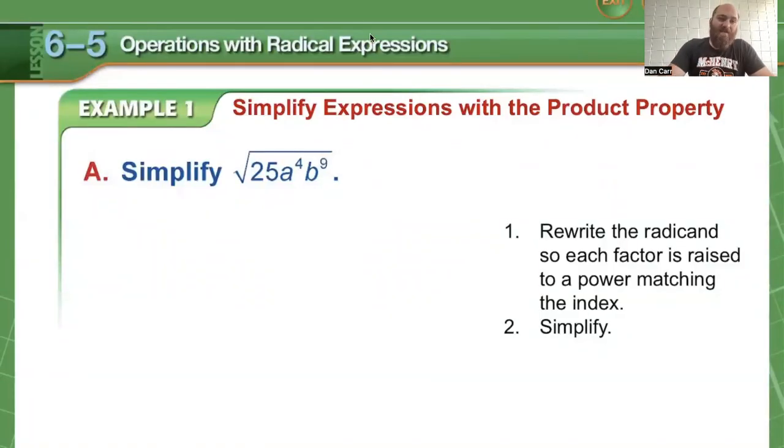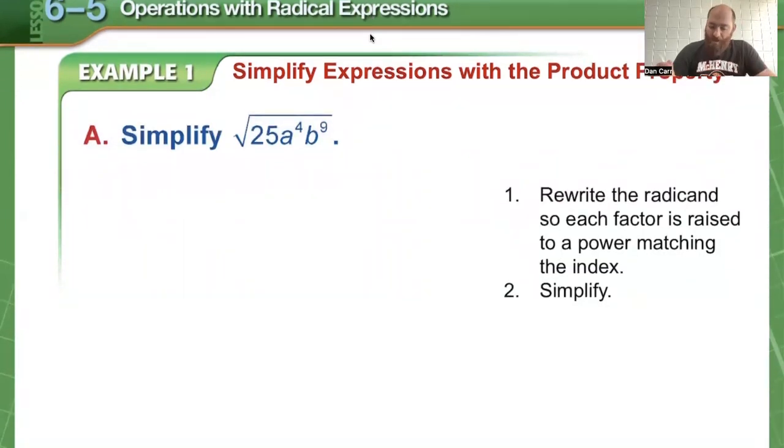Today we're going to be talking about 6.5 day one, and it's going to be operations with radical expressions. So the goal here is to simplify our expressions with a product property. What that means is, when we look at this one, for example, we want to rewrite the radicand so each factor is raised to a power matching the index, same as before. And then simplify, same as before.